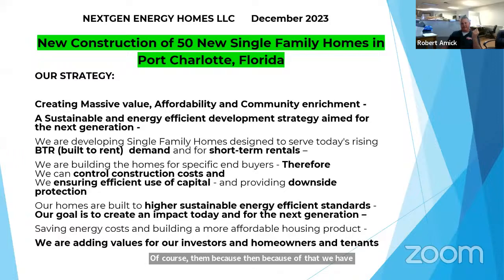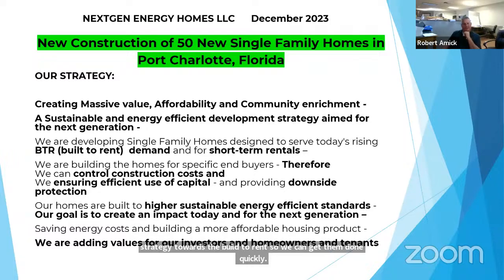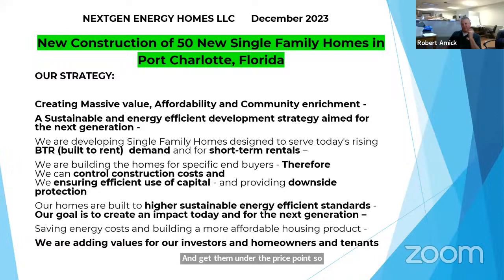The main deal is the strategy towards build to rent, so we can get them done quickly and get them under the price point, so then the big institutions can purchase them, and when they purchase them, they'll still have a little bit of upside on their end as well.